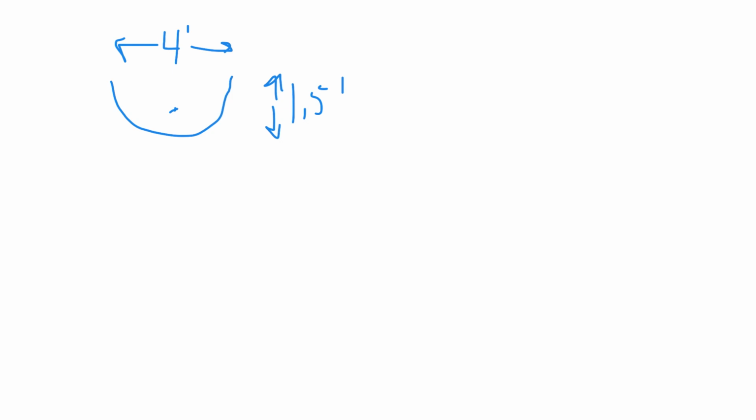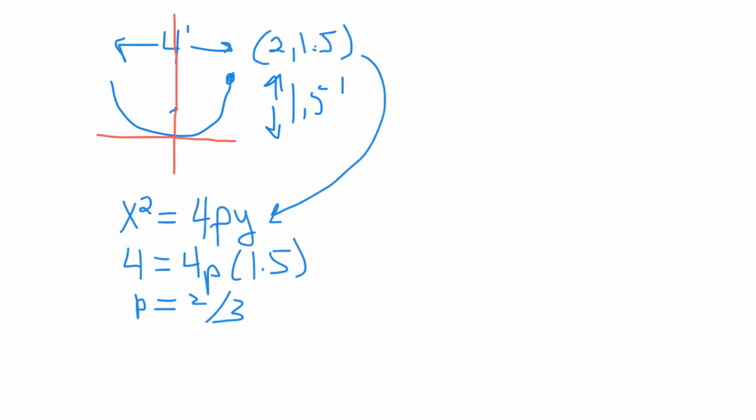Here's an application question for parabolas. If you have a satellite dish that's 4 feet across and at the same time it's 1.5 feet deep, and you are having parallel rays coming in for your satellite dish, and you want them to all bounce and go to your focus point so you'll get the best reception possible, where should the focus point be located?